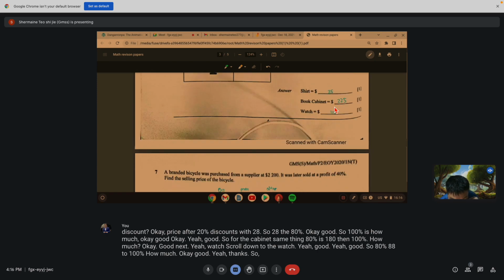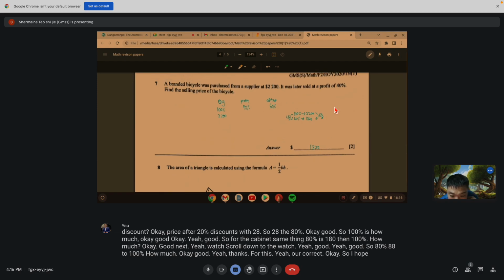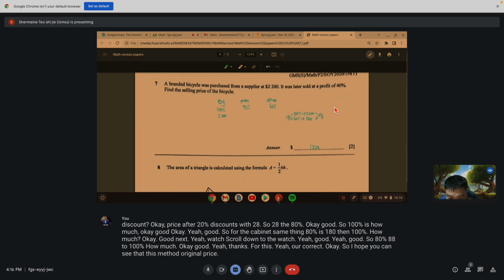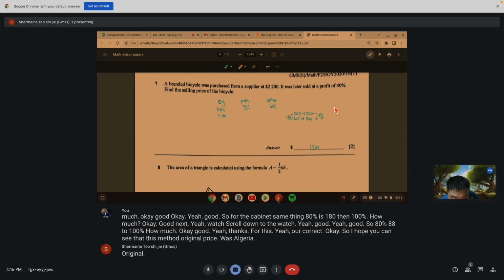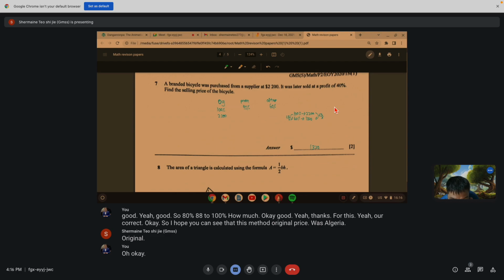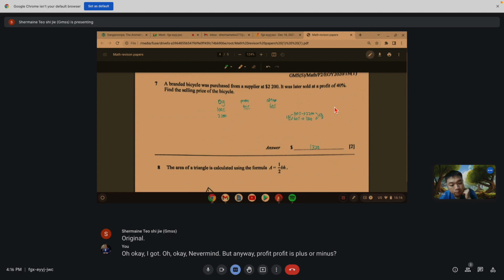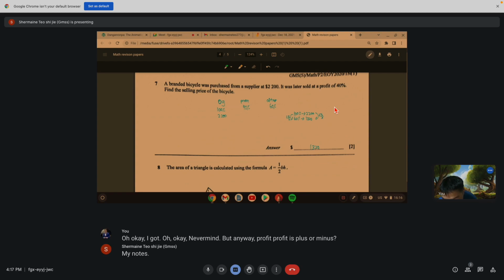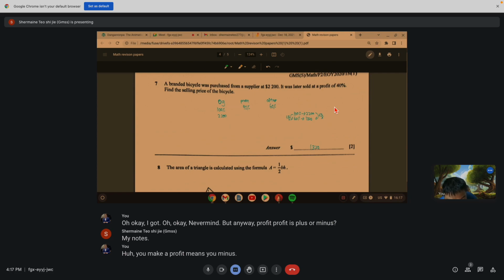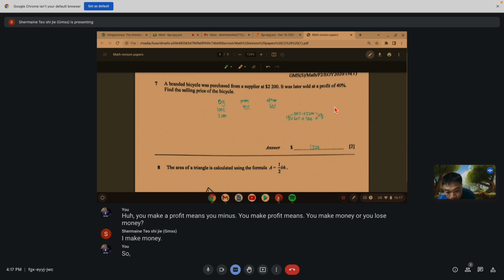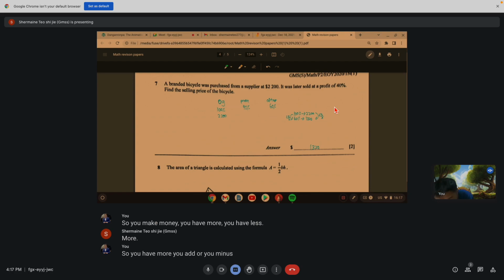So all are correct. Okay, so I hope you can see that this method, original price, what is OG? Original. Oh, okay. I thought OOR. Okay, never mind. But anyway, profit is plus or minus? Minus. Huh? You make a profit means you minus? You make profit means you make money or you lose money? Make money. So you make money, you have more or you have less? More. So you have more, you add or you minus? Add. Then are you supposed to have 60% after? No. Then?